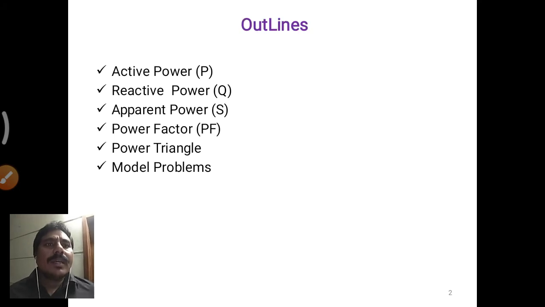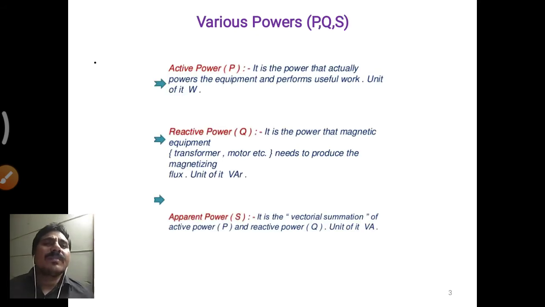Coming to the outline of this class, I want to concentrate on active power, which is represented as capital P, reactive power, represented by Q, apparent power, S, and power factor, simply called PF. Then the power triangle and model problems on these various powers in AC circuits.